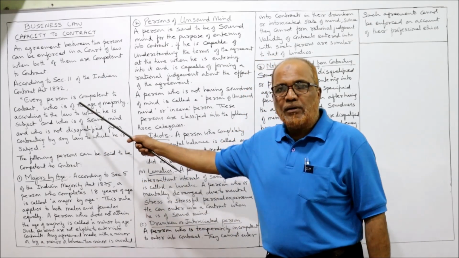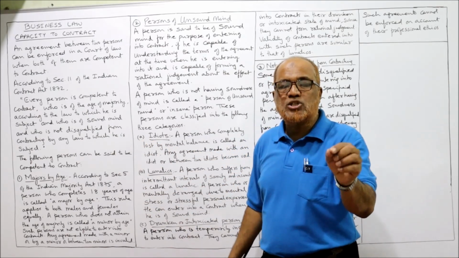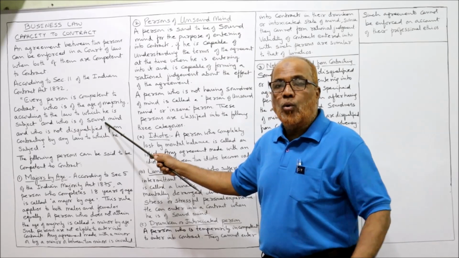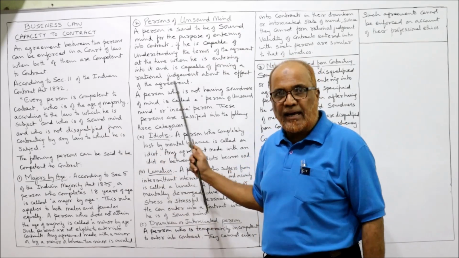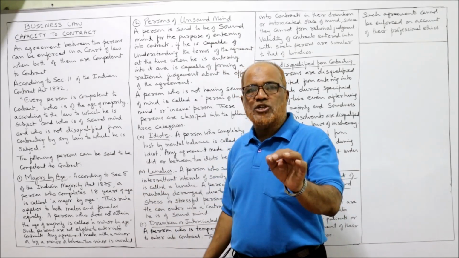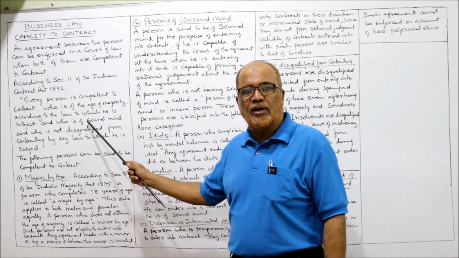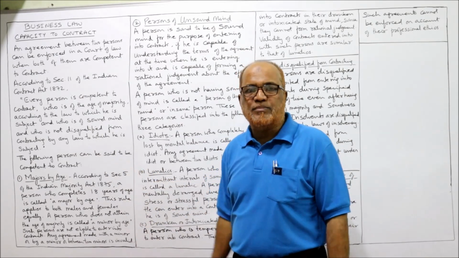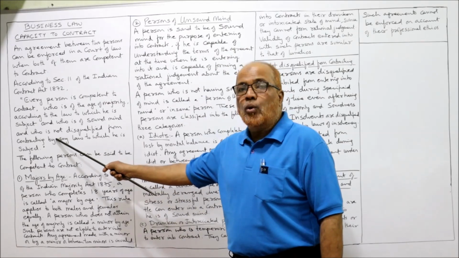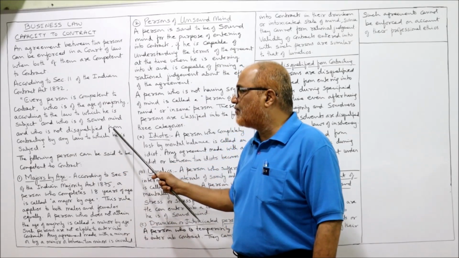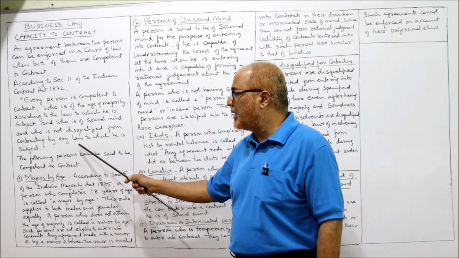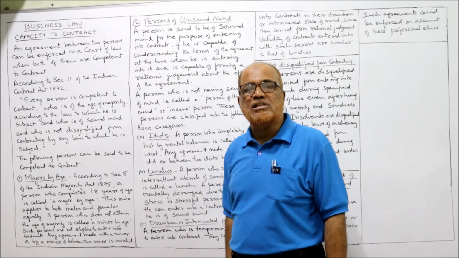Firstly, majority: he should be a major. Second, is of sound mind. Who is of sound mind and who is of unsound mind, I'll explain to you. Now you remember the definition. Every person is competent to contract who is of the age of majority according to the law to which he is subject and is of sound mind. And thirdly, who is not disqualified from contracting by any law to which he is subject.